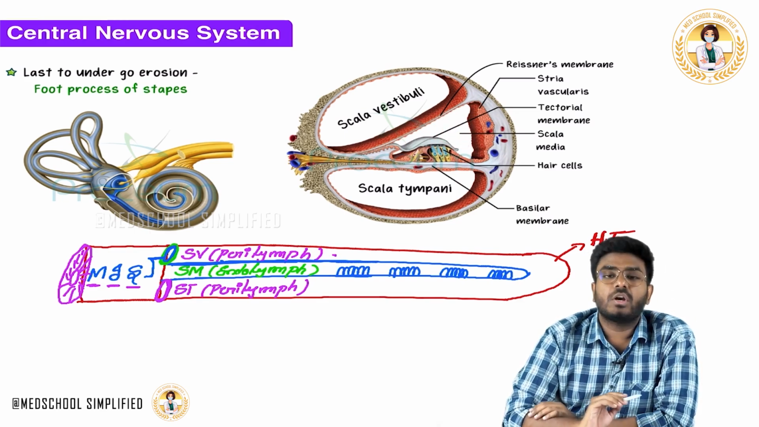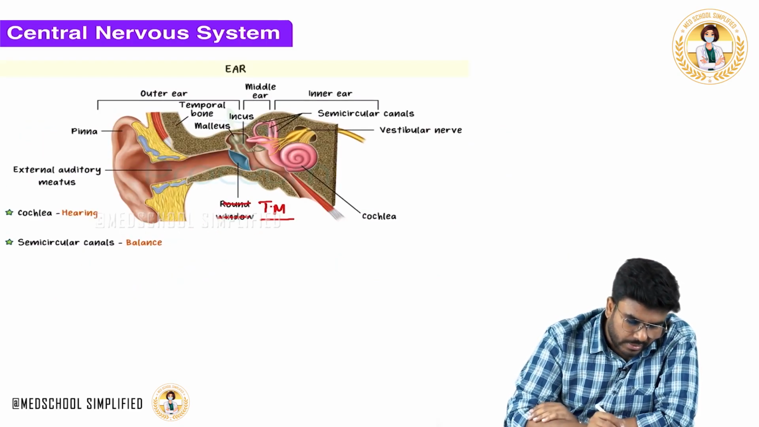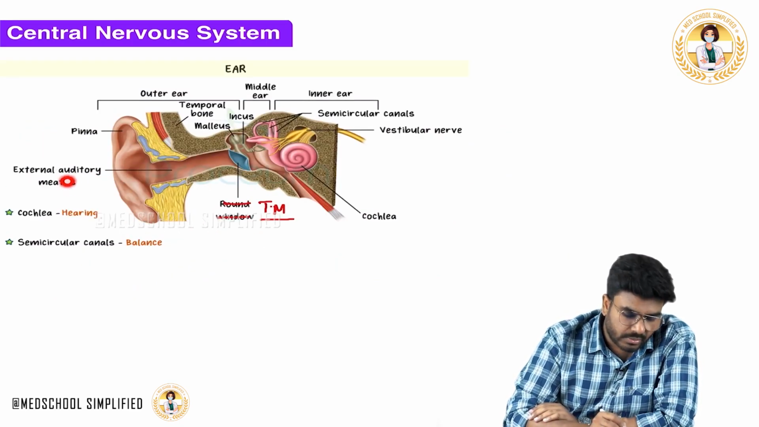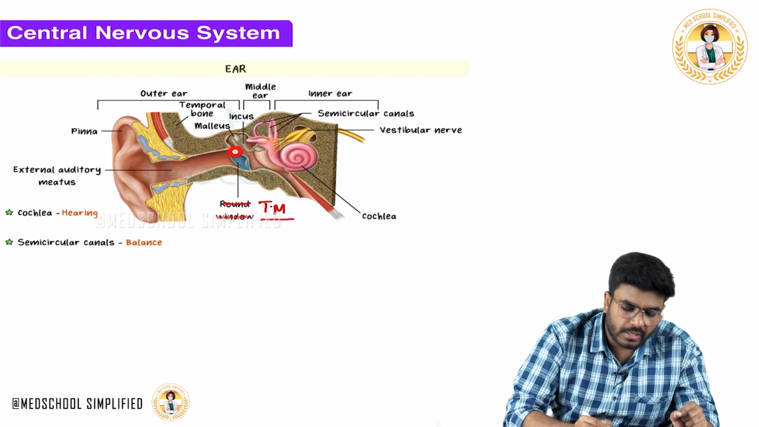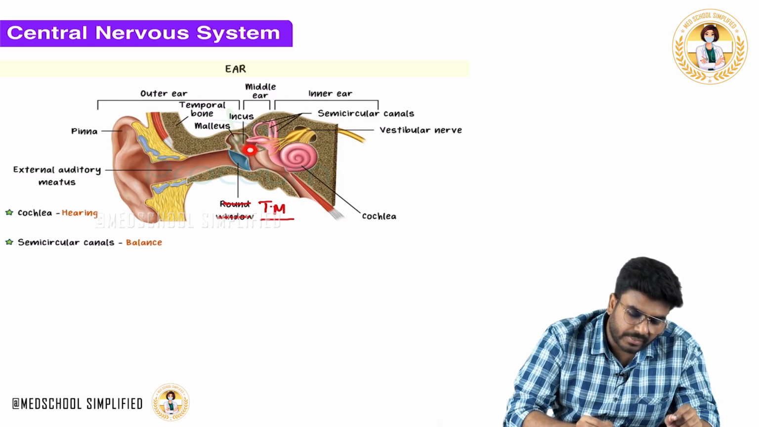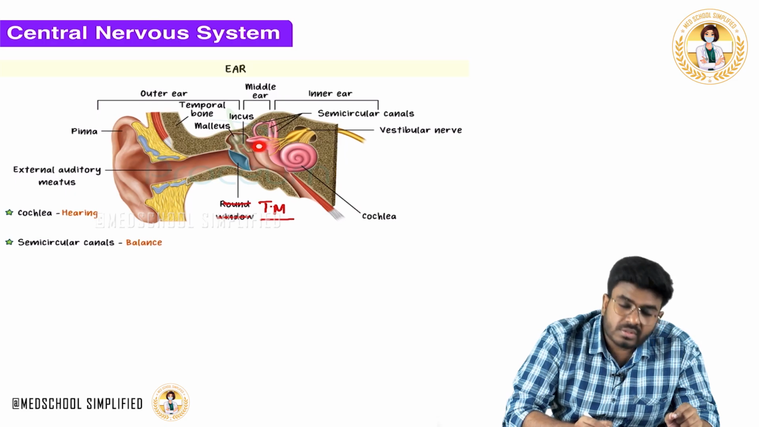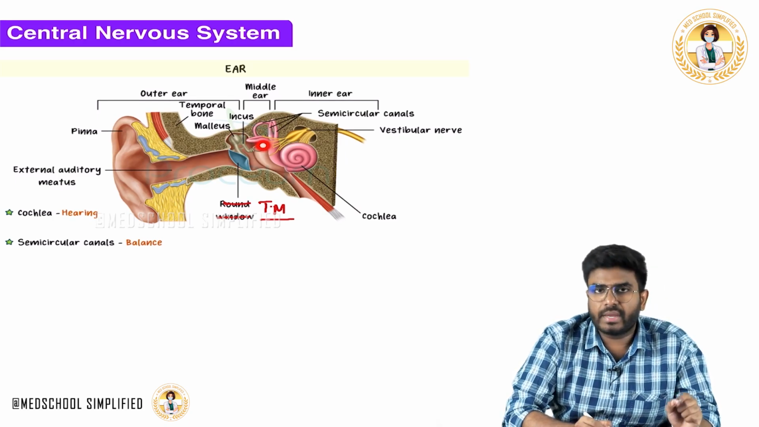Now comes the topic: how the sound waves are converted into the action potentials. It's very easy. For example, sound is coming like this from the source. These sound waves are entering into the external auditory canal. They will come and vibrate the tympanic membrane. The tympanic membrane is going to vibrate the malleus. From the malleus, the vibrations will come into the incus, and the incus is going to vibrate the stapes. The stapes is going to send these vibrations into the oval window.